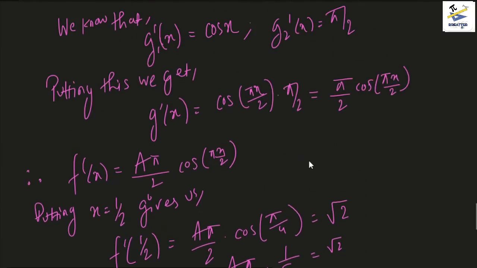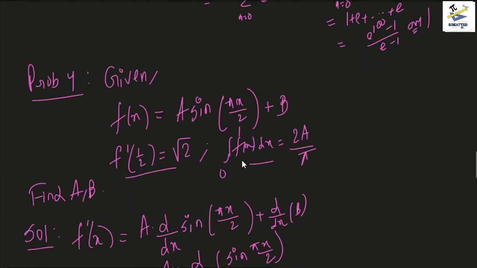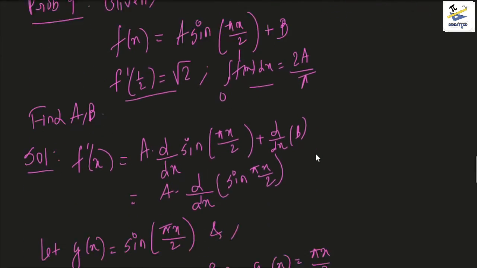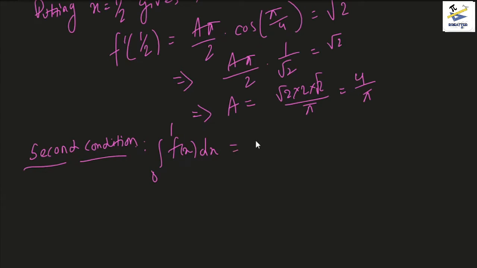So as you can see, we have solved a, and now the second condition is the integral from 0 to 1 of f of x dx equals 2a by pi. So the second condition is the integral from 0 to 1 of f of x dx equals 2a by pi, right?